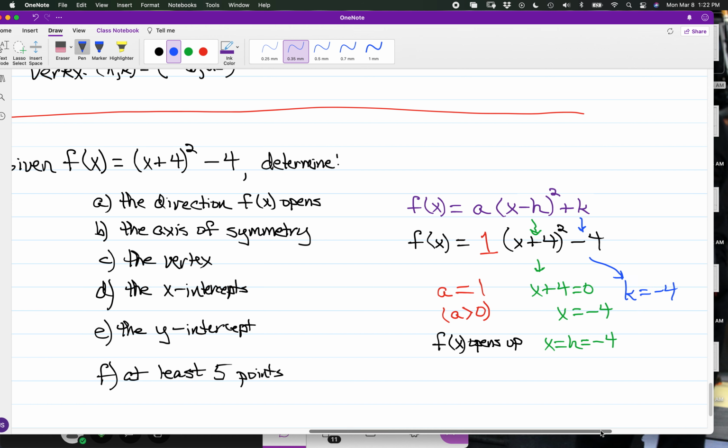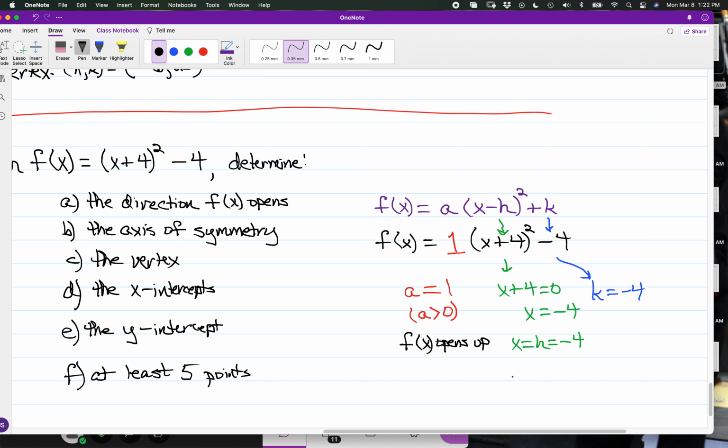So the graph opens up, and we have the axis of symmetry. That's going to be x is equal to negative 4. And for the vertex, okay, both h and k are the same at negative 4.